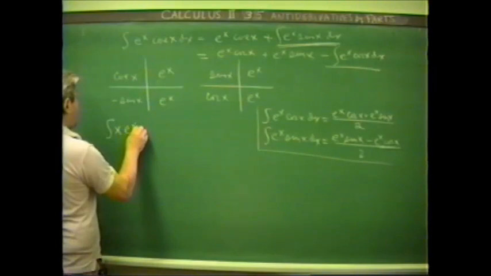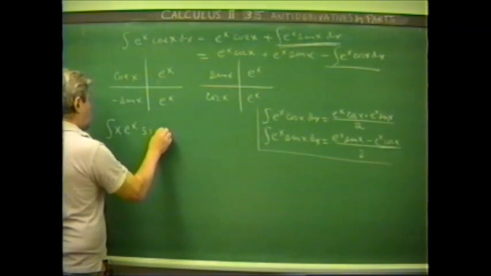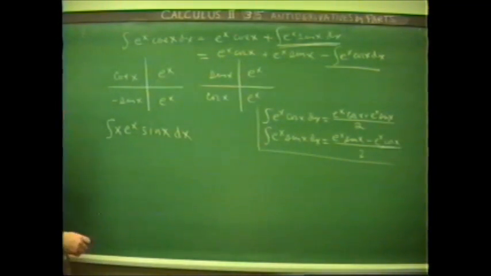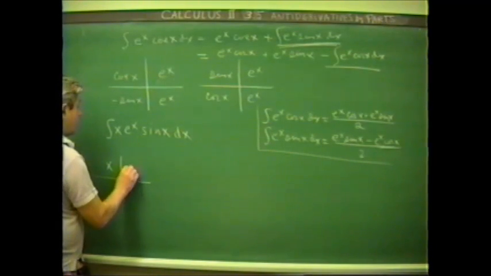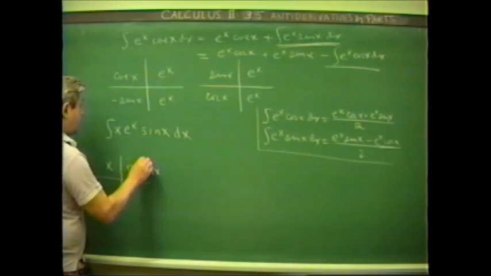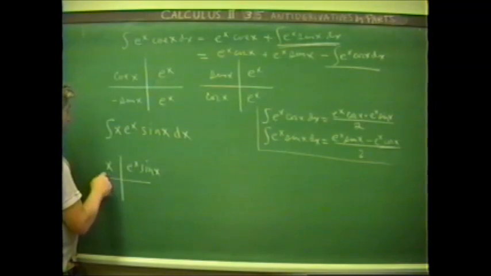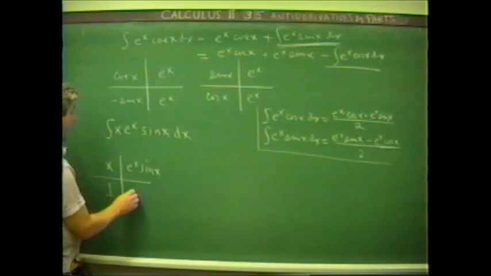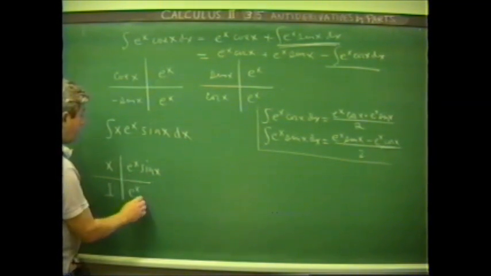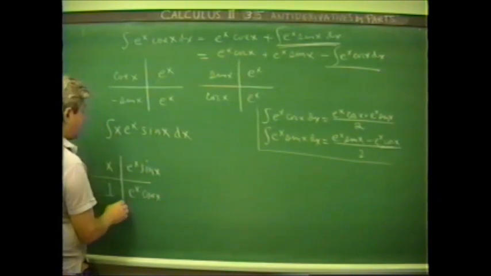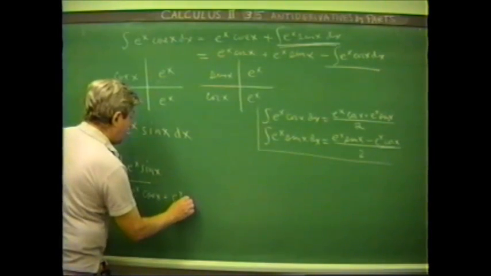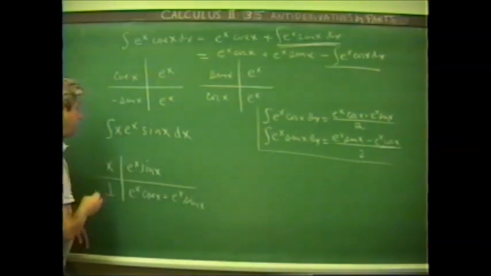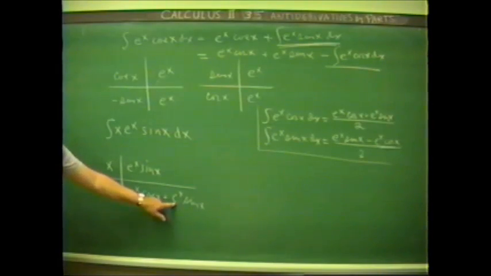Let's look at the antiderivative of x e to the x sine x with respect to x. And now since we have the antiderivative of e to the x sine x, let's be bold here and put x over here and e to the x sine x over here. And then when we differentiate, we'll get 1. And here we're going to get the first times the derivative of the second, e to the x cosine x, plus the second times the derivative of the first, e to the x sine x. The boldness has paid off because we know how to antidifferentiate both of these.